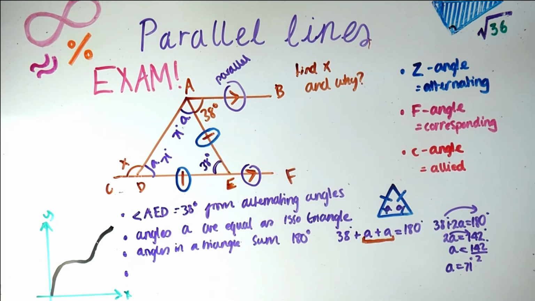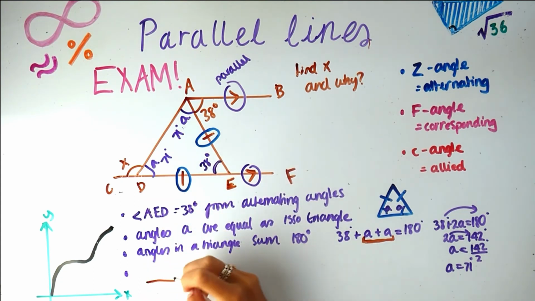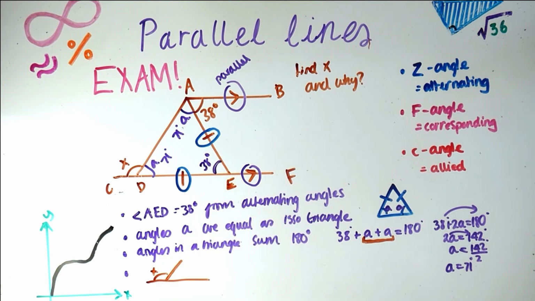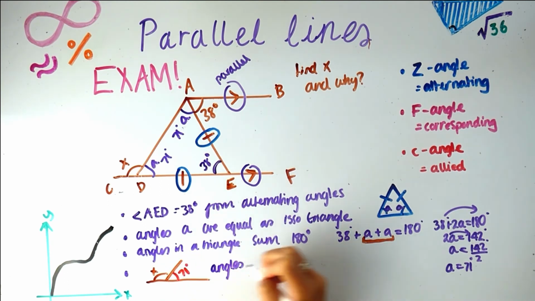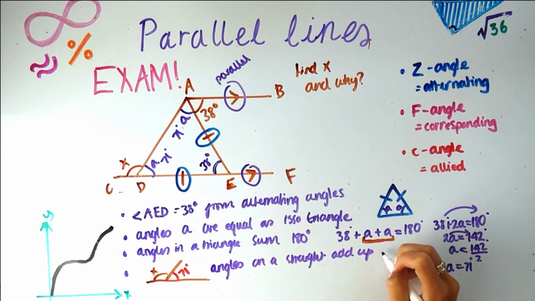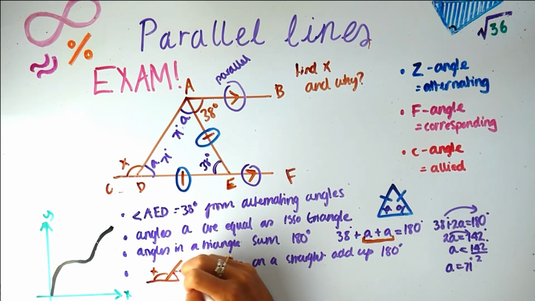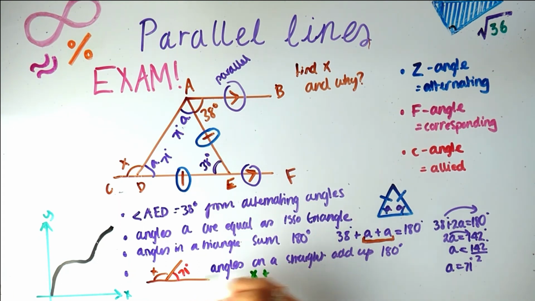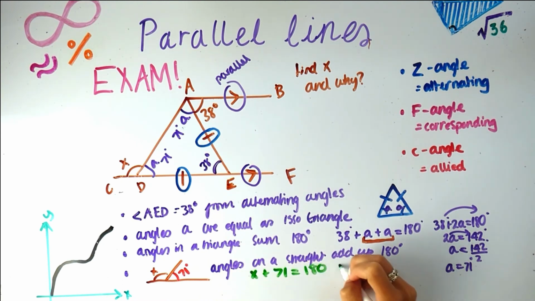I'm trying to find x and I know this one, so we've got a line here. It said it was a straight line in the question. Angles on a straight line add up to 180 degrees. So we know this total bit is 180, but we only want the x bit, so we've got x plus this angle is a straight line, so equals 180. So x equals 109 degrees.